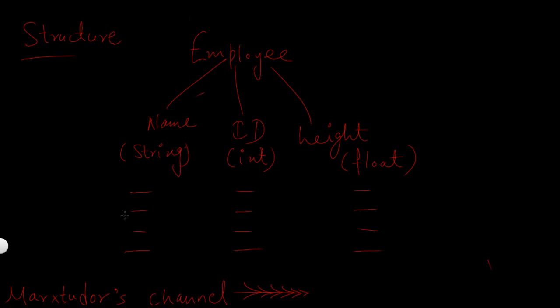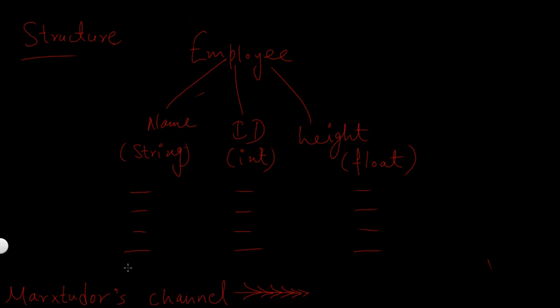What's up guys? So in this video I am going to explain you structure. Now imagine a scenario where you want to store data of different types like int, char, float, etc. under the same name. Now let's take the example of employee. Now suppose you want to maintain records of employees and there are 100 employees.